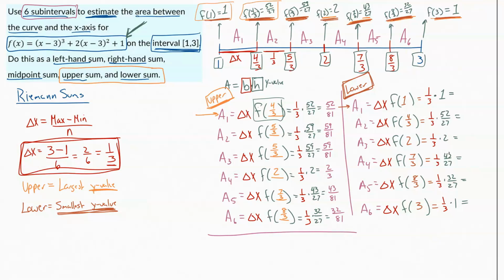And now we do the same thing for the lower side, and we just multiply these out. So 1/3 is going to get us 1/3. Then we're going to get 52 over 81. 2 times 1/3 gets us 2/3. Then we're going to get 43 over 81. Then we're going to get 32 over 81. And then we're going to end up with 1/3 at the end here.